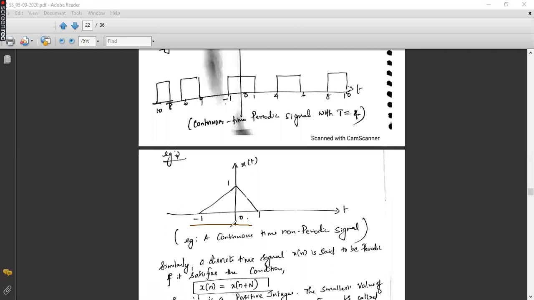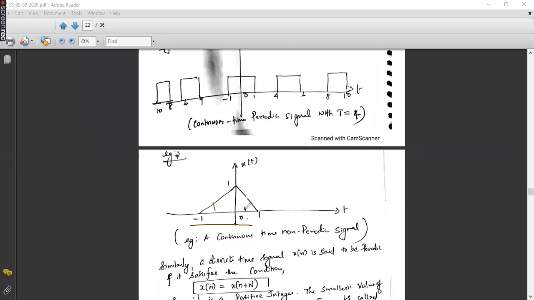So suppose you are considering this as the entire observation time. What is the observation time of the signal? Only -1 to 1, which means 2 seconds. Clear? -1 to 0 means 1, and 0 to 1 is another 1 second. So continuously you are having 2 seconds as observation time.